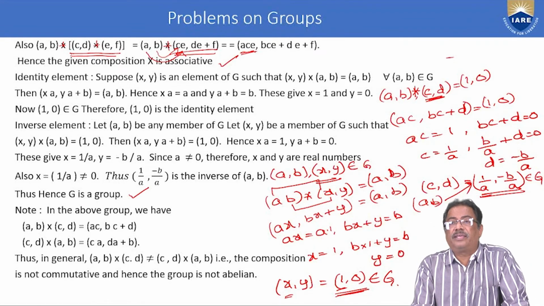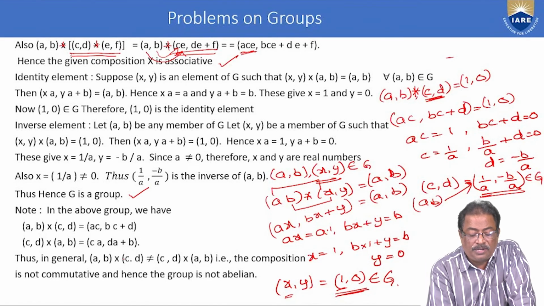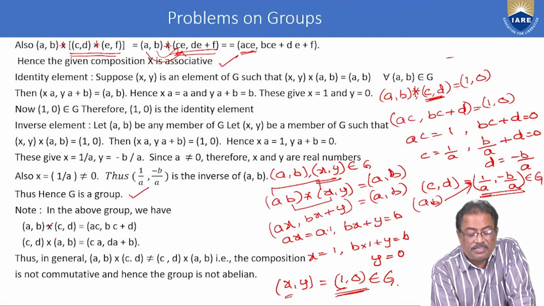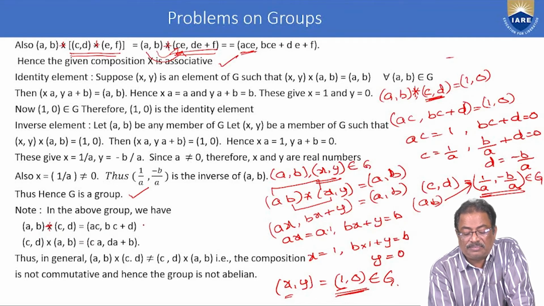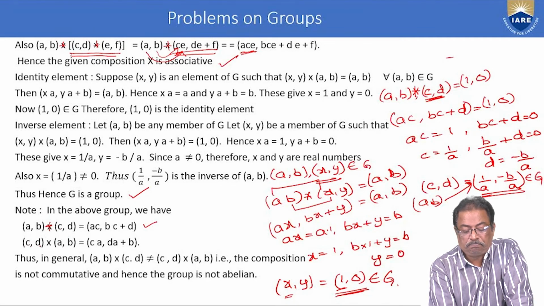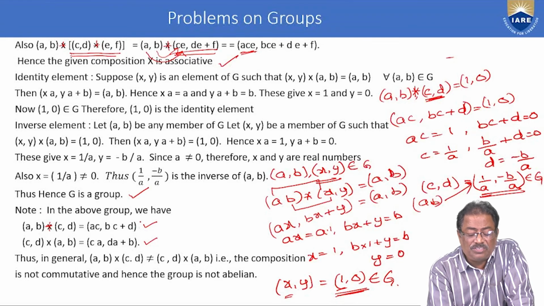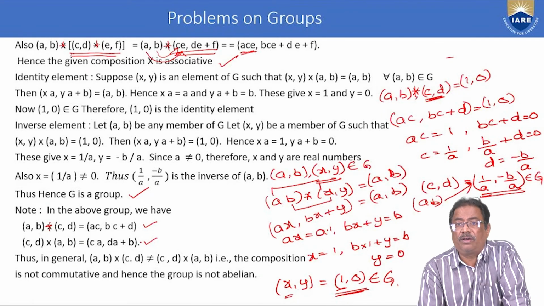Now we have to verify whether it is an abelian group or not. For that I am just taking two ordered pairs (A, B) and (C, D), and I am going to take the binary operation star. So it is nothing but AC, it is given in the problem itself. Now I am checking whether (A, B) star (C, D) is equal to (C, D) star (A, B) or not. So I am going to get another one like this. Now we just have to verify whether these two are equal or not.